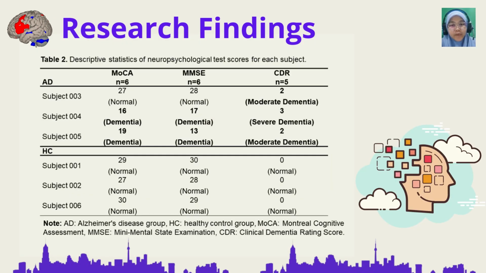This is the result from neuropsychological test scores, which we have for 6 subjects, 3 from Alzheimer's disease patients and 3 from healthy control. From the first subject in AD, we found MoCA and MMSE as normal test scores, but clinical dementia rating scores specifically stated that this patient and the rest of the AD patients have moderate and severe dementia, while the healthy controls scored as normal in all the neuropsychological tests.